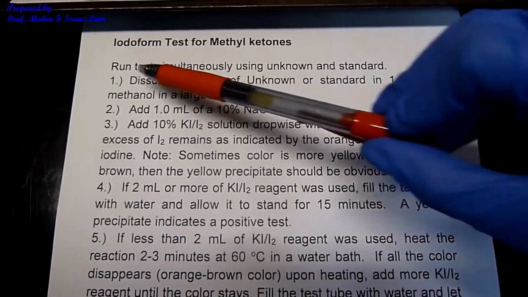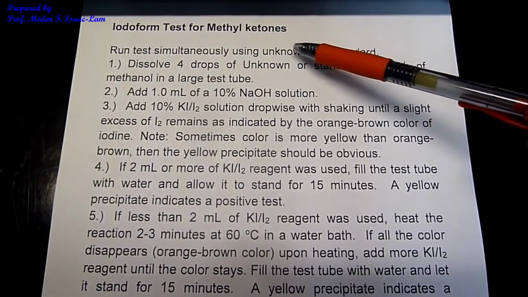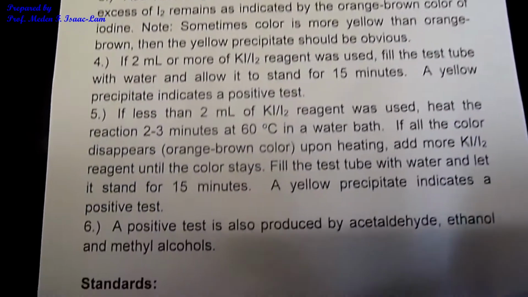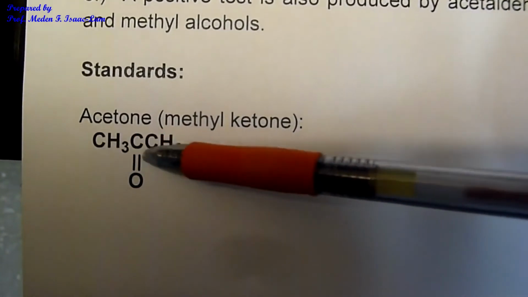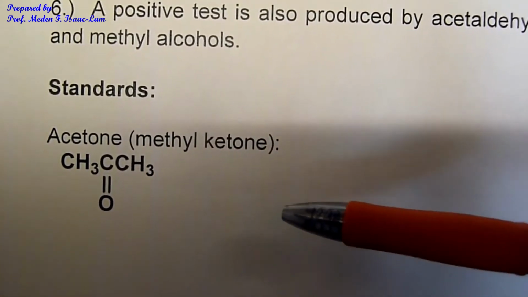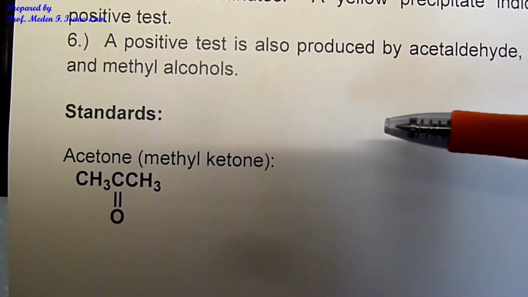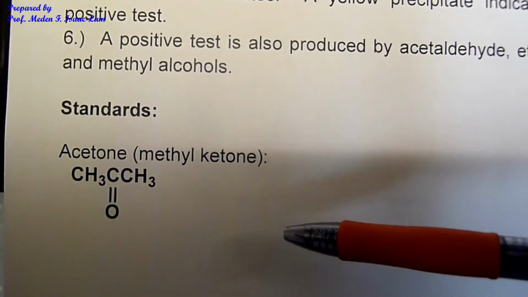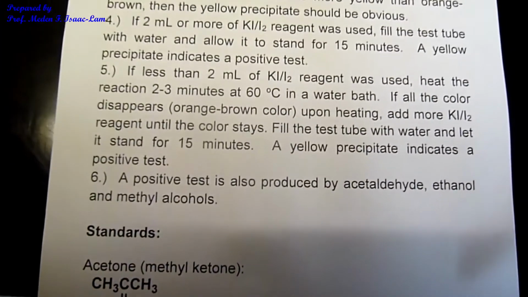This is now the iodoform test, and this is the test for the presence of methyl ketones. The standard that we're using is acetone, shown at the bottom in here. So it has a methyl and a ketone. So it should test positive, meaning that we should see a yellow precipitation, and that's indicative of the formation of iodoform. Iodoform is yellow precipitate.